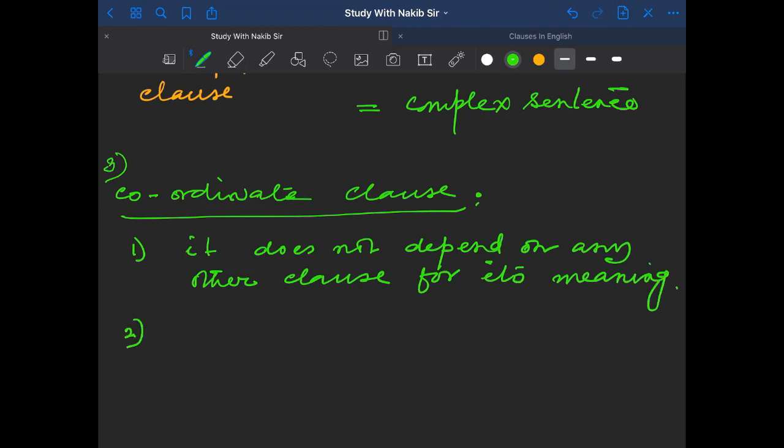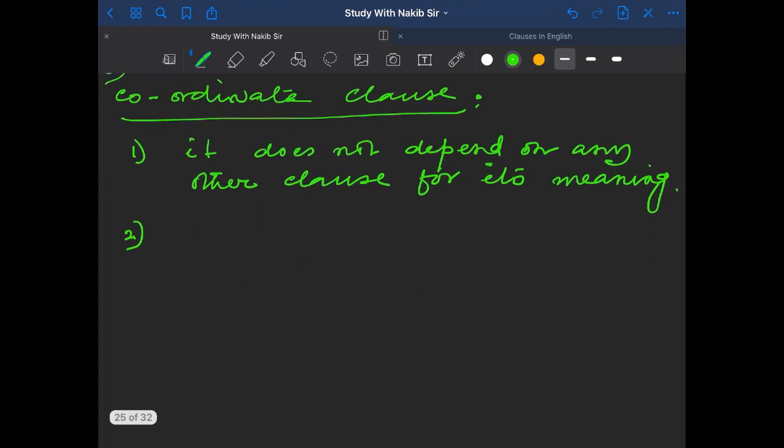Number two, why is it called a coordinate clause? It is called a coordinate clause because it is coordinated. Two clauses are coordinated or joined with one another in a sentence by the use of a coordinate conjunction. That is why it is called a coordinate clause.